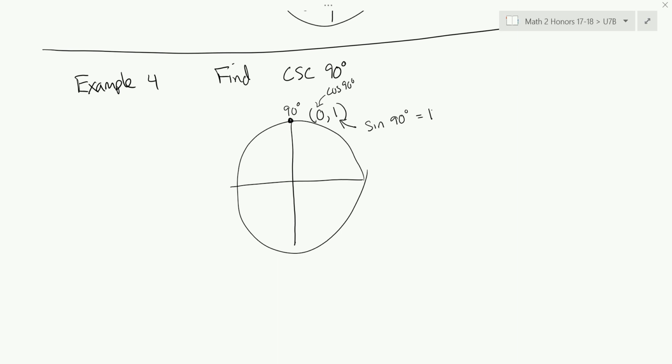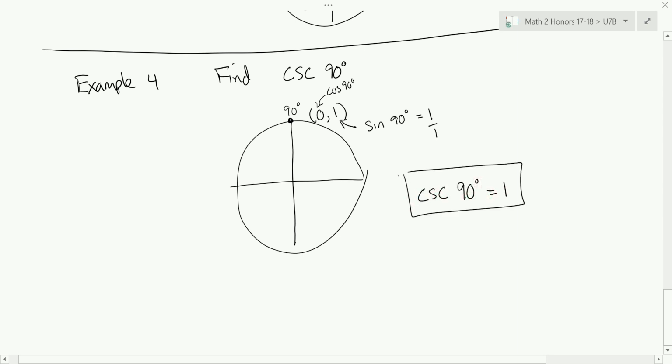When you have a reciprocal, you in a sense flip the fraction over. So can you give me a fraction that's equal to 1? 1 over 1. And then flip that over. What do you get? 1 over 1. So what's the cosecant? Cosecant of 90 degrees is still going to be 1.